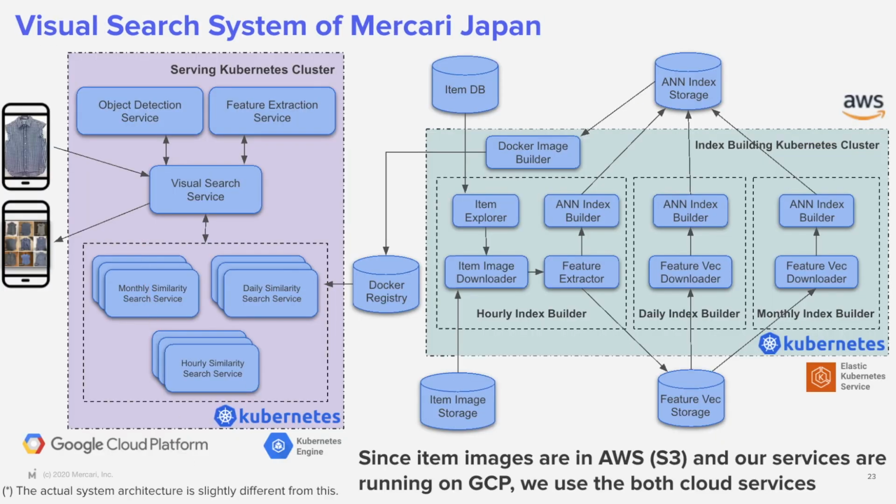This is an overview of the visual search system in the Mercari app. Since item images are in AWS S3 and our services are running on GCP mainly, we use both cloud services, AWS and GCP. In both cloud services, we use Kubernetes. Search indexes and Docker images are created in the Kubernetes cluster in AWS, and they are deployed to the Kubernetes cluster in GCP.